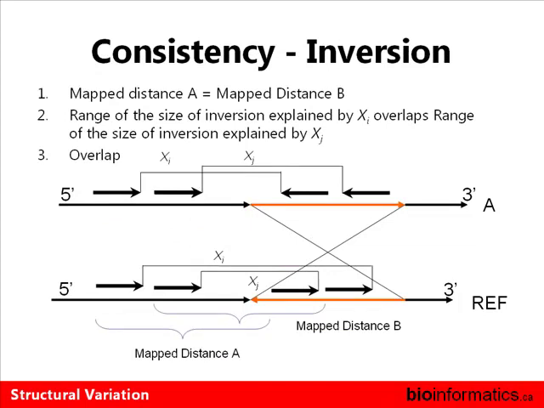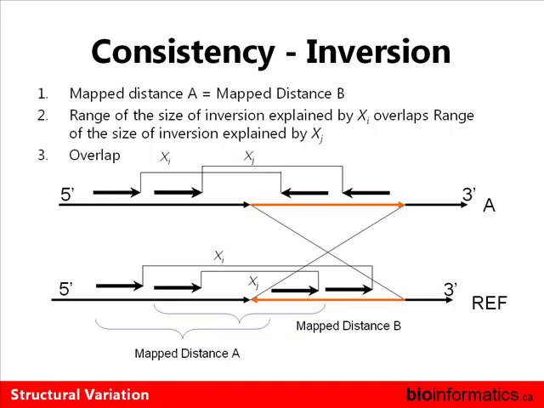Furthermore, you can similarly define the concept of consistency, where two mate pairs consistently explain the same inversion if the map distance is the same from here to here and from here to here. This is a little bit hard to see, but I'm looking at the distance between the reads of different pairs. These have to be the same for the two mate pairs to be consistent. And also the range of the size of the inversion explained by one mate pair should overlap the range of the size of the inversion explained by the other mate pair. They have to overlap.